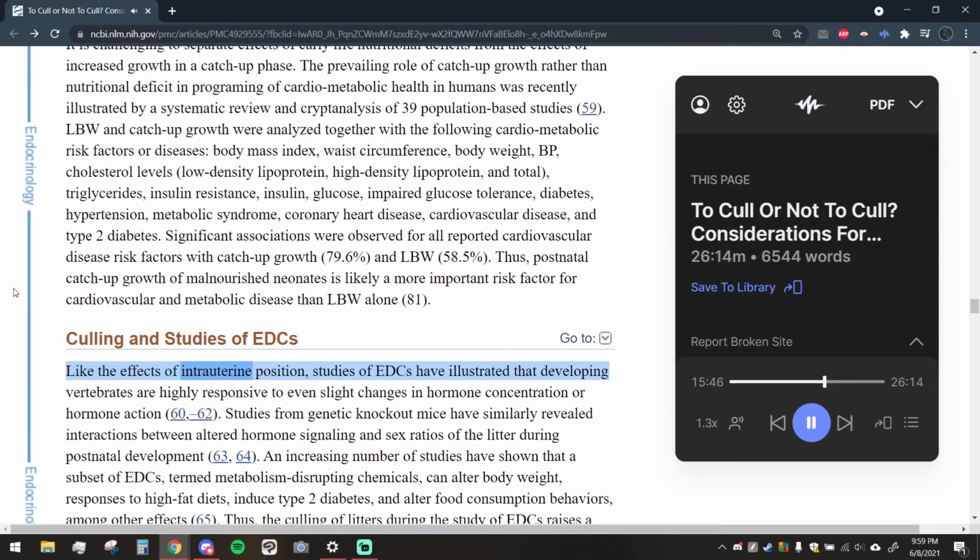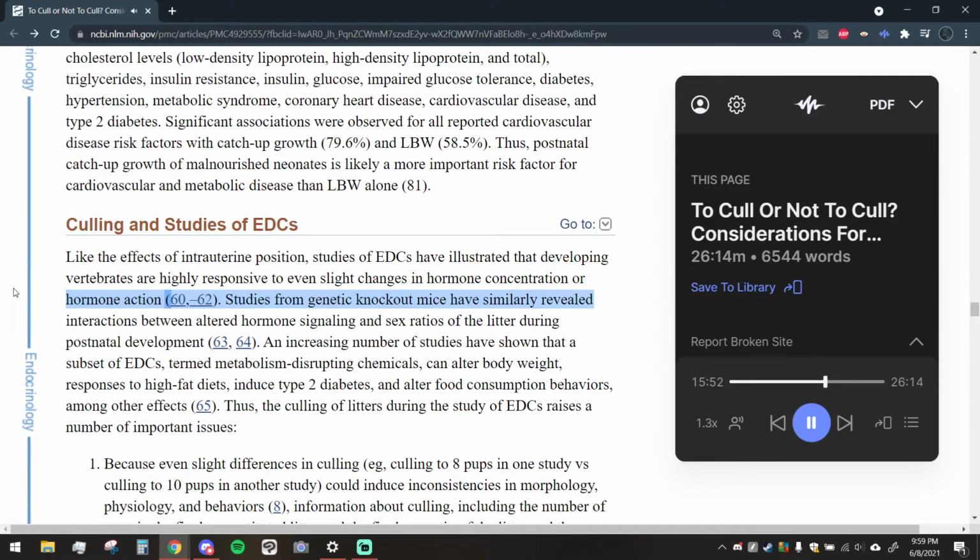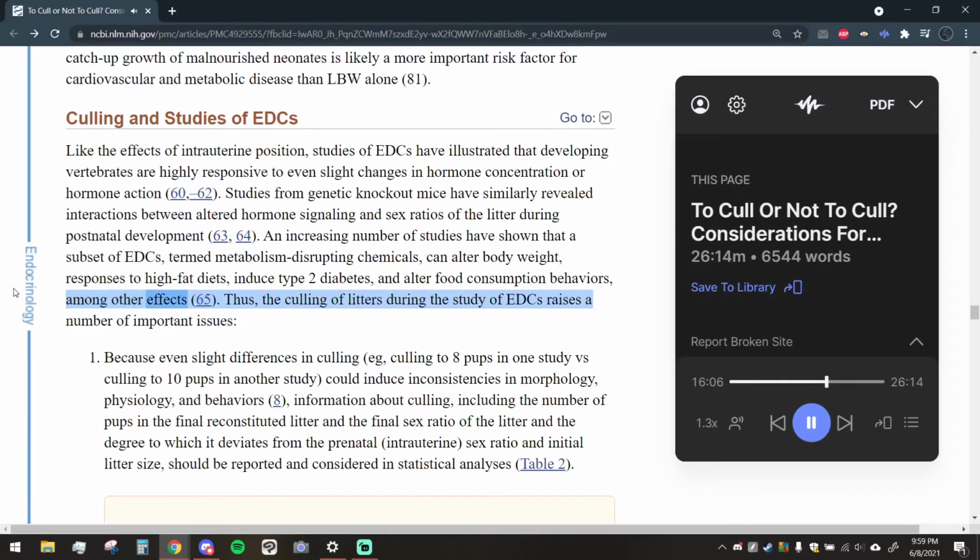Like the effects of intrauterine position, studies of EDCs have illustrated that developing vertebrates are highly responsive to even slight changes in hormone concentration or hormone action. 60-62. Studies from genetic knockout mice have similarly revealed interactions between altered hormone signaling and sex ratios of the litter during postnatal development. 63-64. An increasing number of studies have shown that a subset of EDCs, termed metabolism-disrupting chemicals, can alter body weight, responses to high-fat diets, induce type 2 diabetes, and alter food consumption behaviors, among other effects.